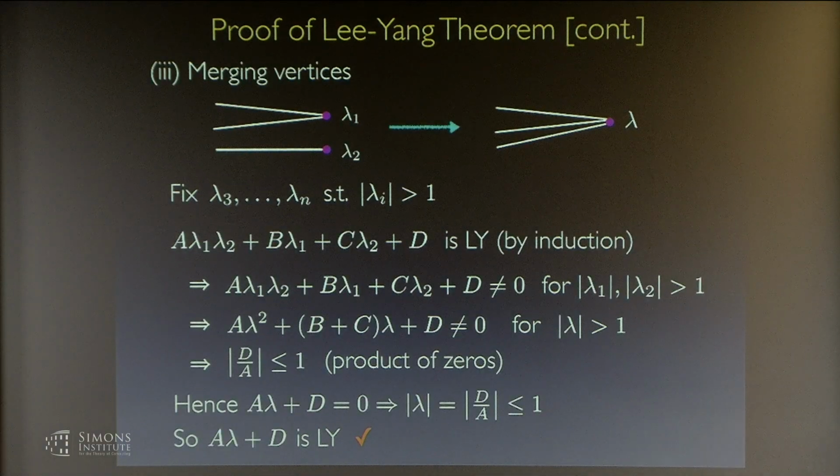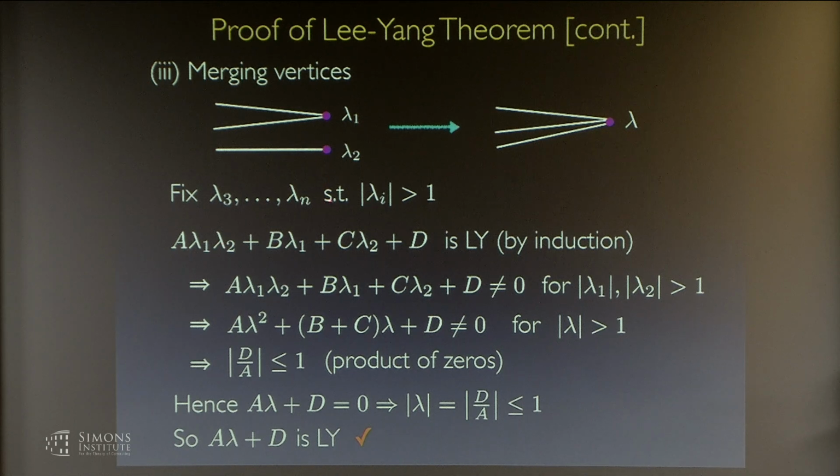And finally, we've got the inductive step, which involves merging vertices together. So we're going to build up any graph from a single edge using this operation. So if we at some point have two vertices, one with parameter lambda 1, the other with parameter lambda 2, and we're going to merge them together into a single vertex like this with parameter lambda. So we want to show that if this inductively is Lee-Yang, then this polynomial resulting from the merge is also Lee-Yang.